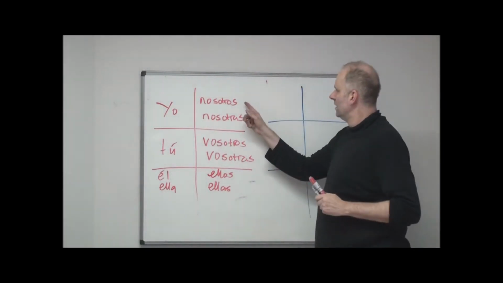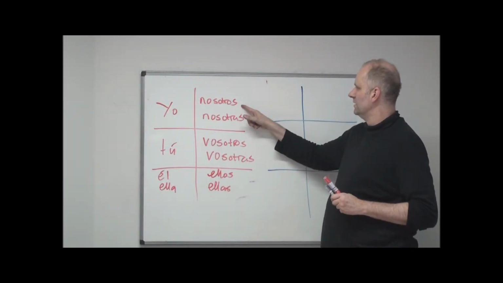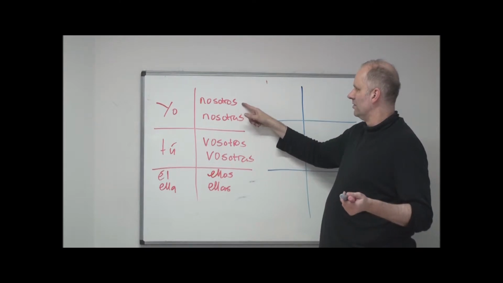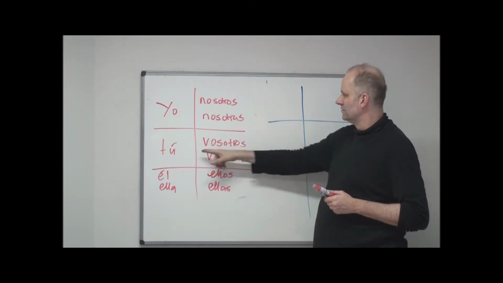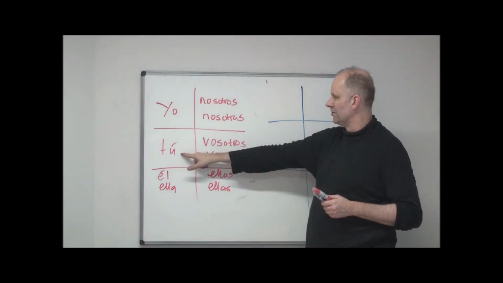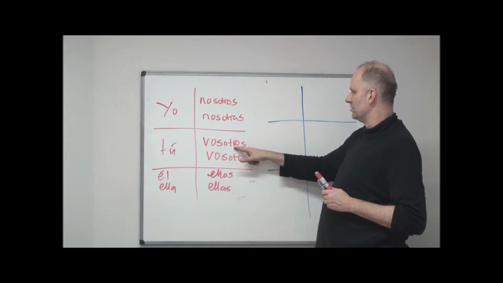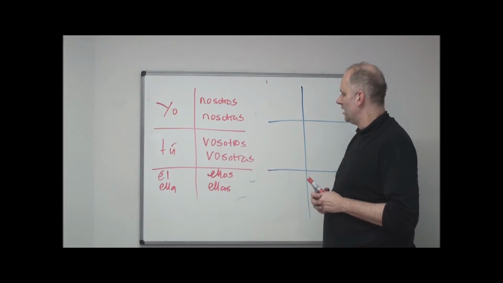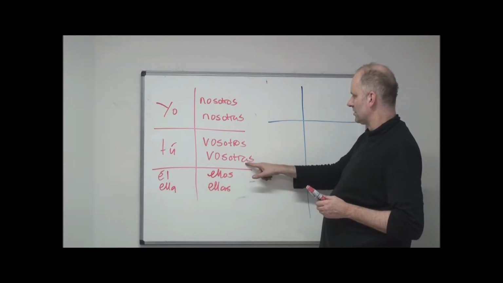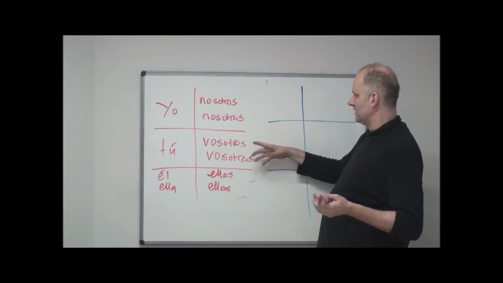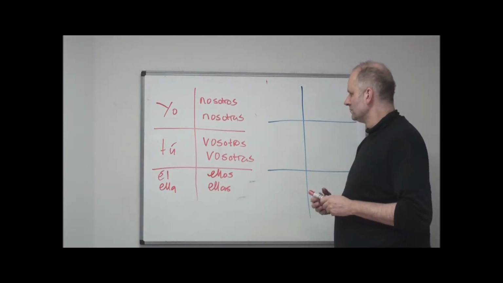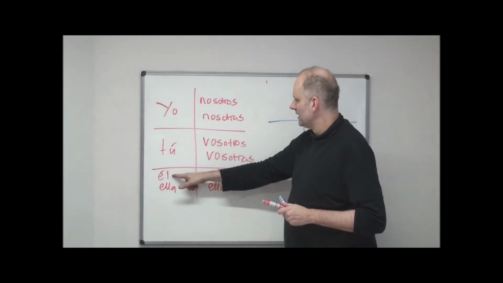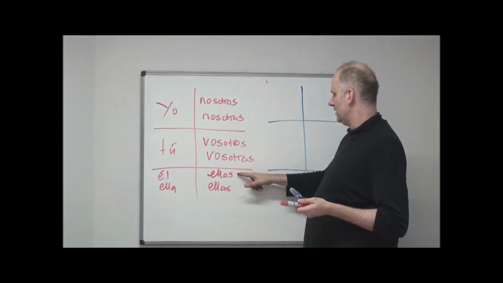Then we've got we, nosotros. If it's all men or mixed, nosotros. If it's all female, it'll be nosotras. And then we've already seen tú meaning you. The plural of that is vosotros, like yous. And if it's all female, vosotras. So as long as there's one man in the group you're talking to, it's vosotros. And then él, he, and the plural of él, they.